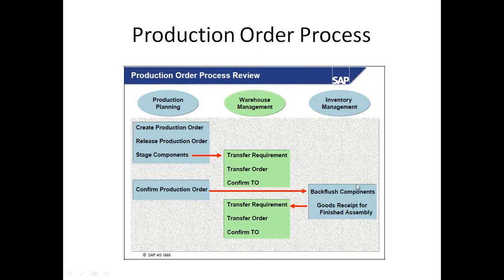Backflushing means as soon as we confirm the production order, in the background the system will issue the goods against this particular production order. And then the next process: once the assembly is finished and the component is created, it will again create one transfer requirement, and with respect to it we create a transfer order and confirm. So we keep that assembly of the finished good into the warehouse. Okay.